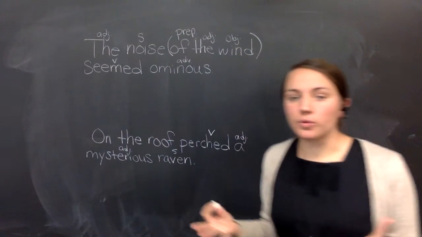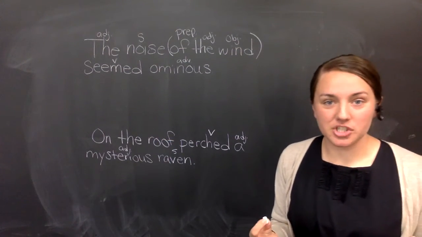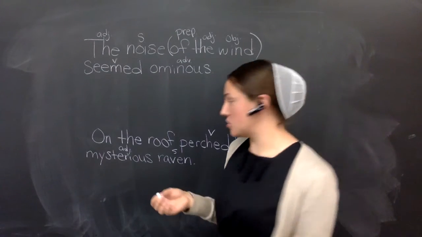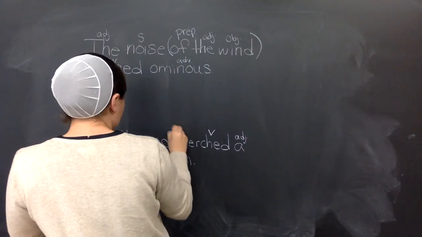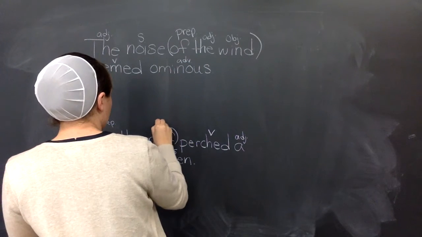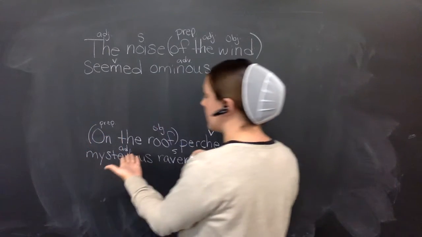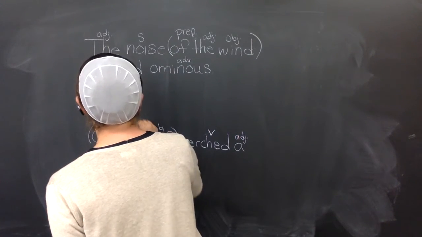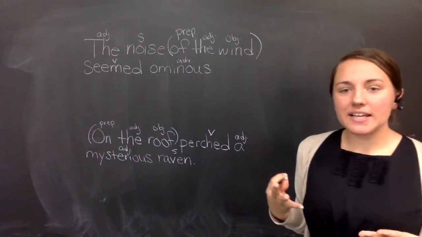And on the roof, on is a preposition. The roof is its object. So on the roof is a prepositional phrase. And the is the adjective describing roof. Okay. Now let's go ahead and get started diagramming.